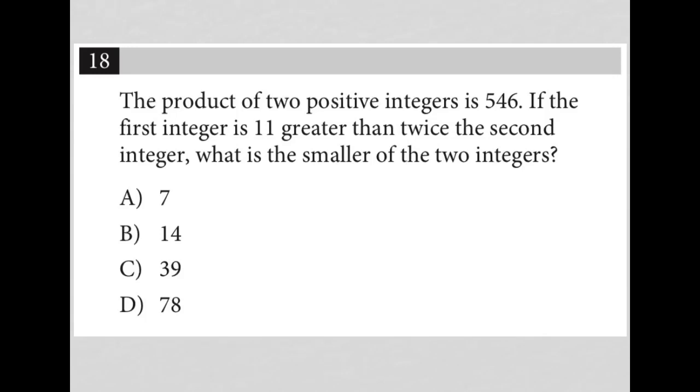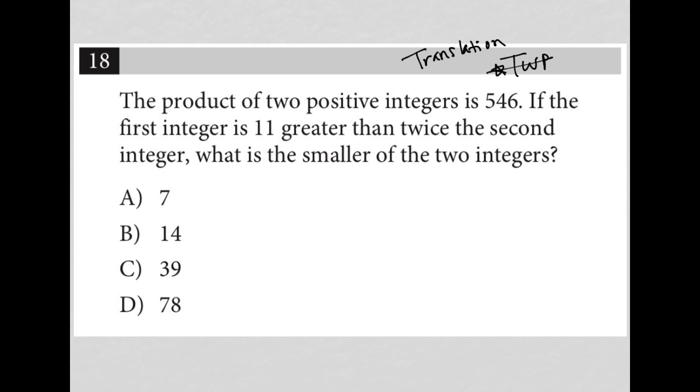So this question says the product of two positive integers is 546. I'm going to use TWP here as my strategy, translate word problem. In fact, just use translation. There's a little bit of a difference here. So I'm going to just use translation.